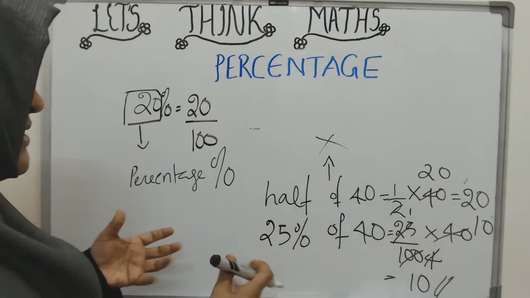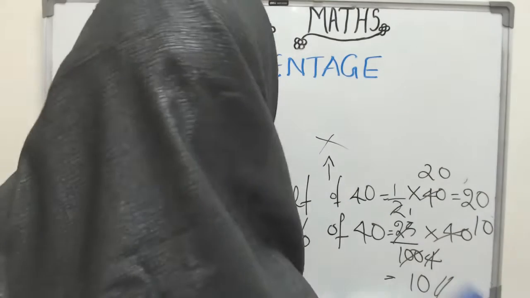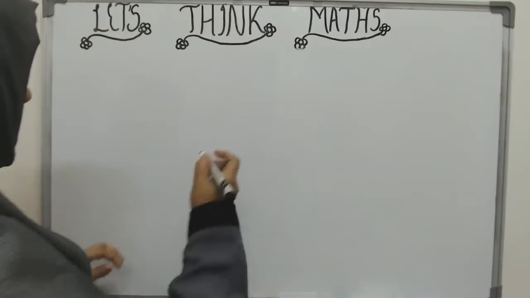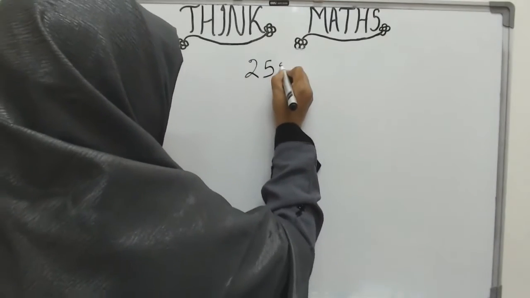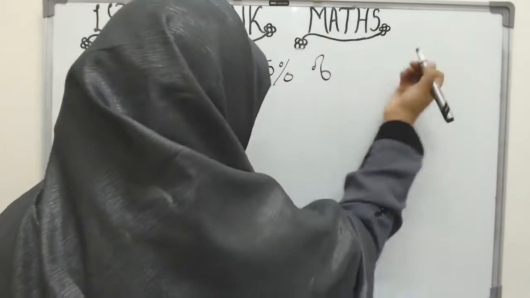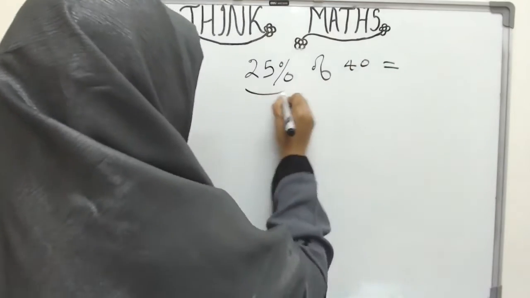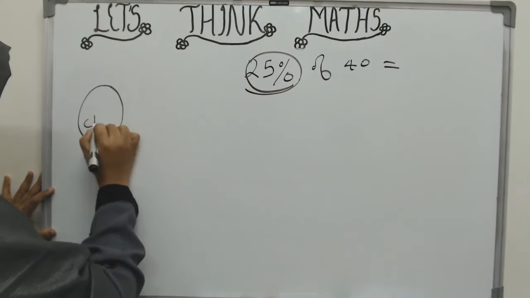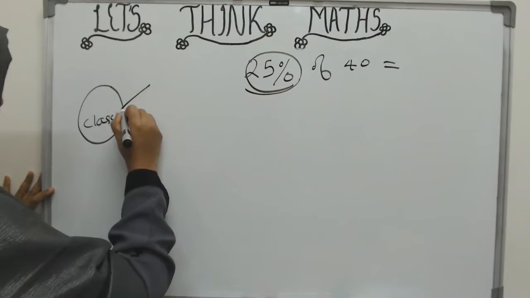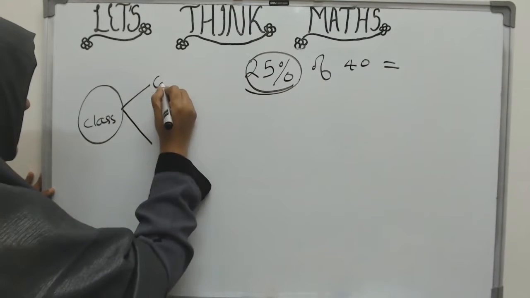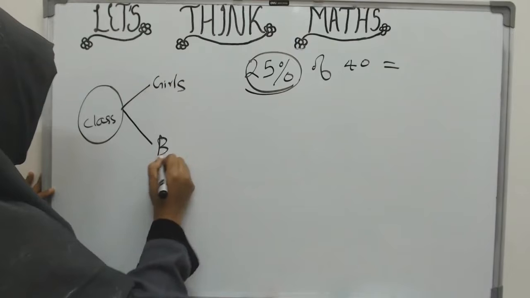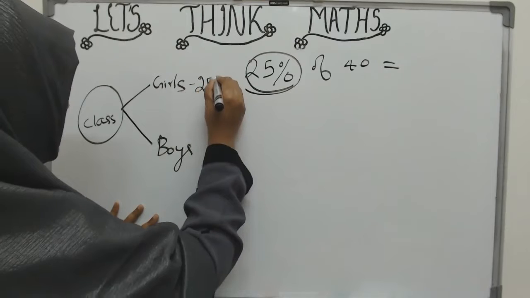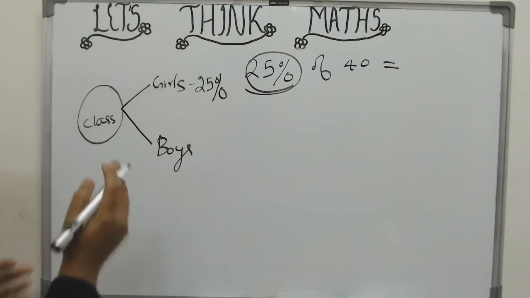Now what does this actually mean? Let us see. Now we just saw how to find out 25% or any percentage of any number. But what does this actually mean? Suppose you have a whole unit, say for example a class of students. You split it into two parts, say girls and boys. Now when I say there are 25% of girls in the class, what does that mean?